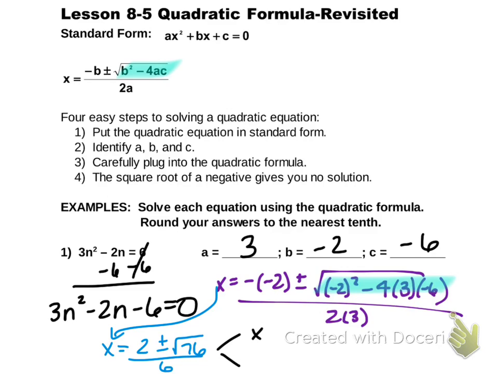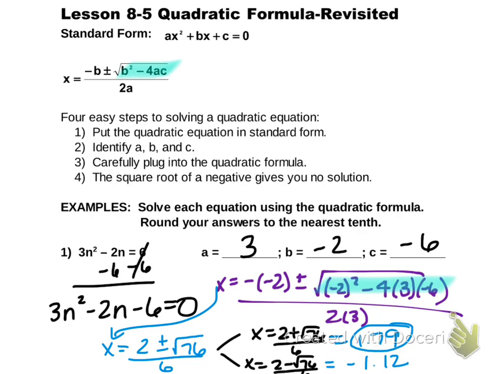So now here are my two equations that I end up with. Here I end up with x is equal to 2 plus the square root of 76 divided by 6, and then x is equal to 2 minus the square root of 76 divided by 6. Running out of room. And so then I get 1.79 here, and then I get negative 1.12. So these two are my solutions here, and that means my x-intercepts, zeros, roots, solutions are these two answers.